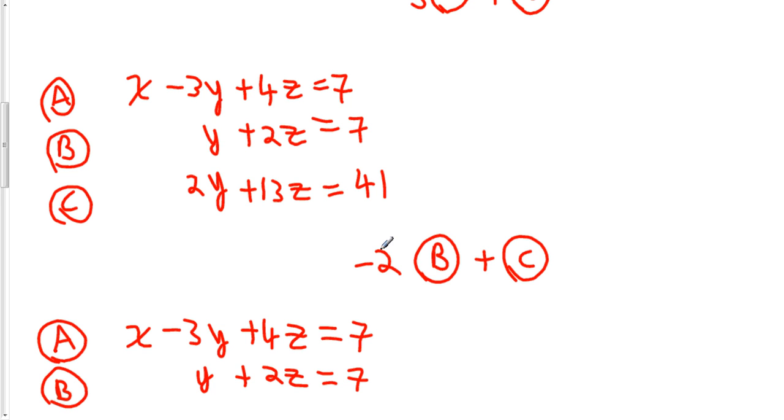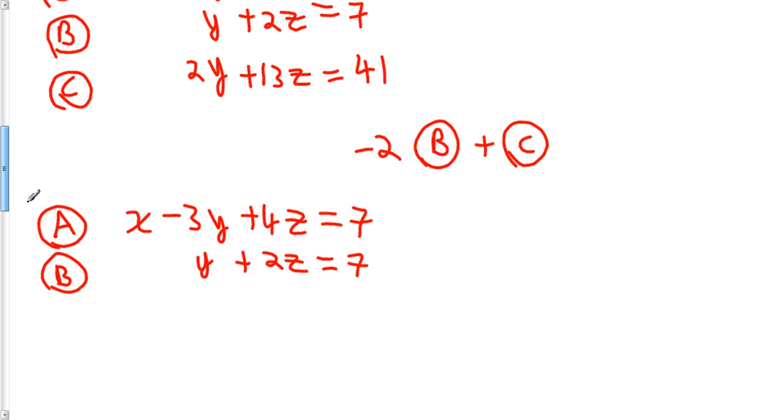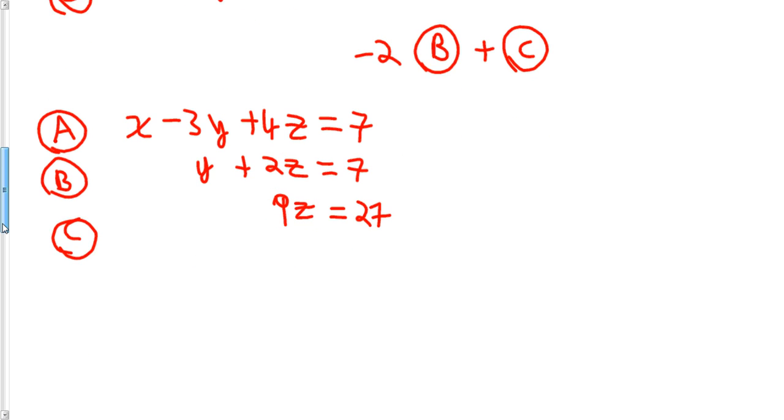Those go away. Negative 2 times 2z is negative 4z, and negative 4z plus 13z gives me a 9z. And then negative 2 times 7 is negative 14, and negative 14 plus 41 is equal to 27. So 27. And this is now my equation C. I don't know if you noticed, but equation C is now one equation with one unknown.